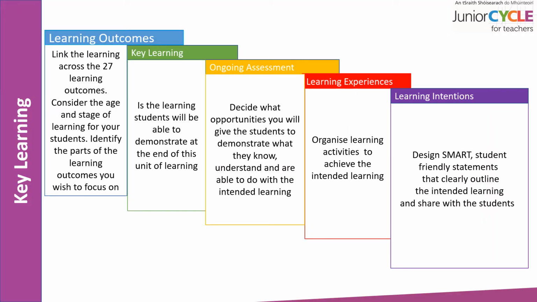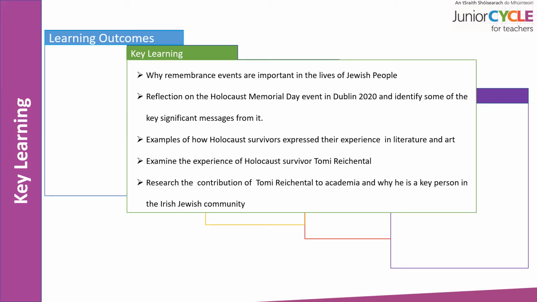After exploring the learning outcomes, we must decide what key learning is going to take place. This is what we want students to be able to demonstrate at the end of a unit of learning. For this unit of learning, the key learning is why remembrance events are important in the lives of Jewish people, reflection on the Holocaust Memorial Day event in Dublin 2020 and identifying some of the key significant messages from it, examples of how Holocaust survivors express their experience in literature and art, examining the experience of Holocaust survivor Tommy Reichenthal, and researching the contribution of Tommy Reichenthal to academia and why he is a key person in the Irish Jewish community.